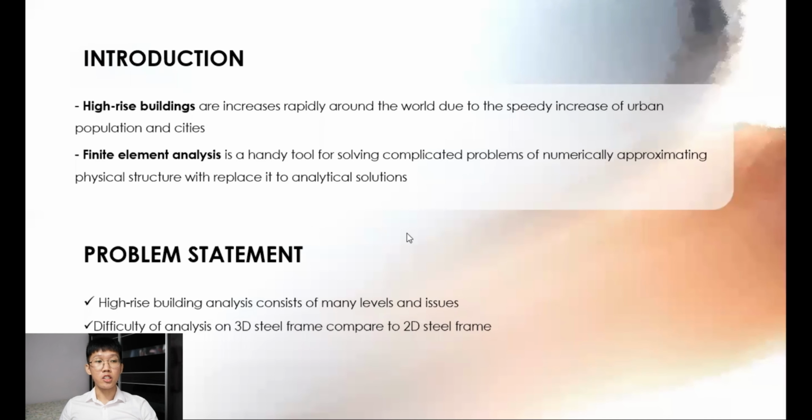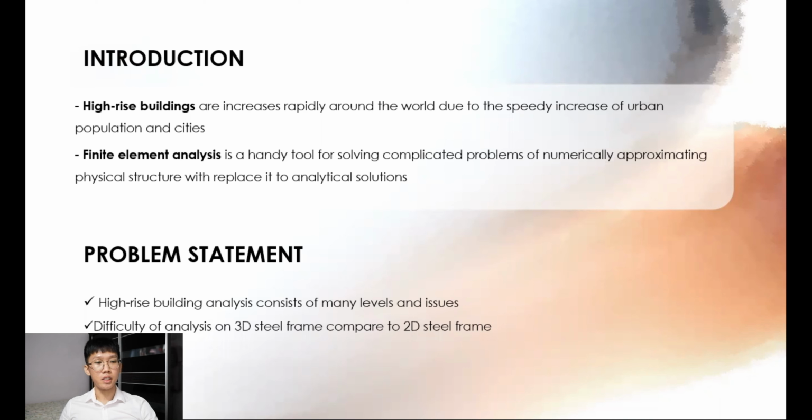First of all, the introduction. High-rise buildings are increasing rapidly around the world due to the speedy increase of urban population and cities. Finite element analysis is a handy tool for solving complicated problems of numerically approximating physical structure. We replace it with an analytical solution.